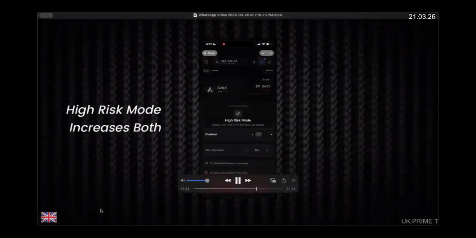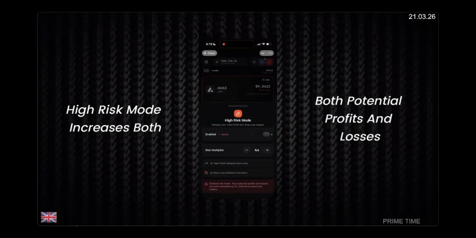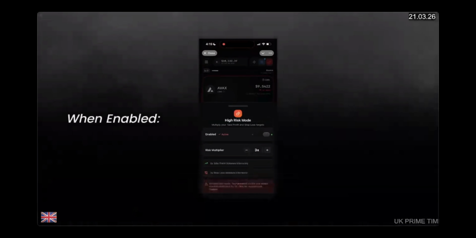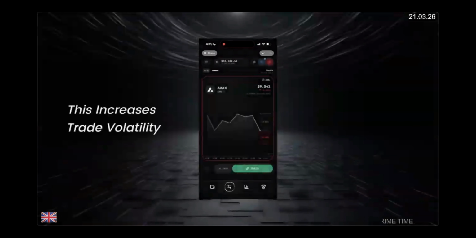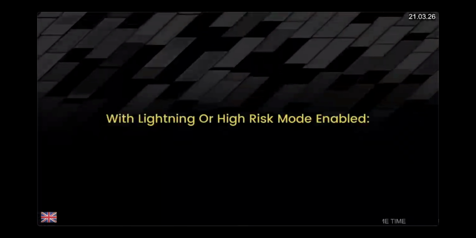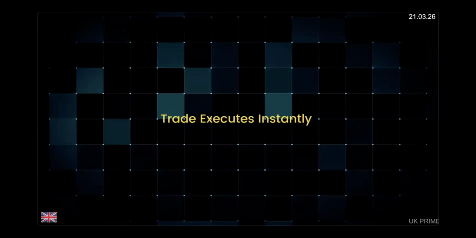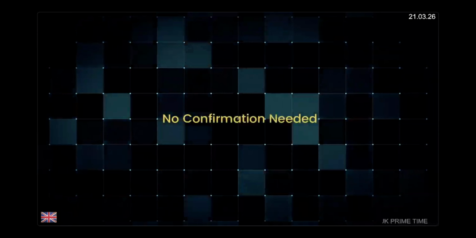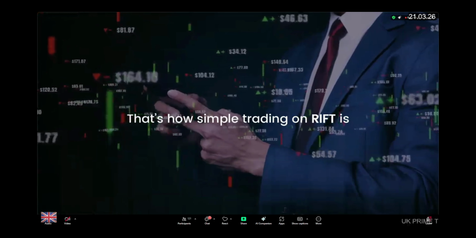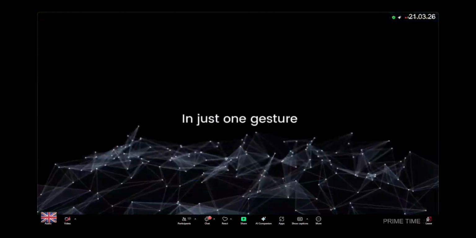High risk mode increases both potential profits and losses. When enabled, take profit expands. Stop loss expands. This increases trade volatility and is recommended for experienced traders. With lightning or high risk mode enabled, swipe, trade executes instantly, no confirmation needed. That's how simple trading on Rift is. From opportunity to execution, in just one gesture.